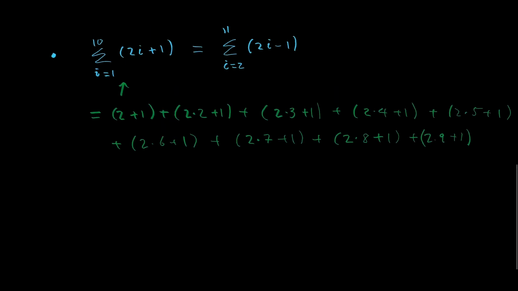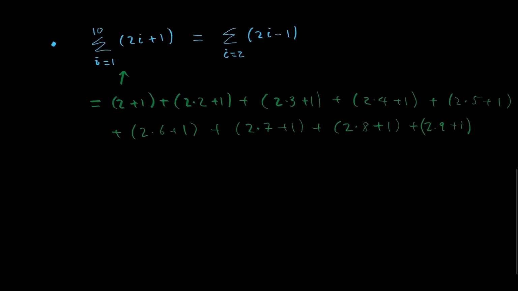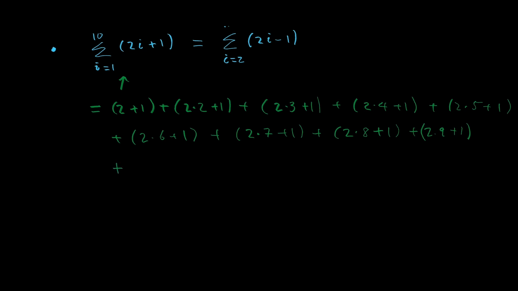Now remember, our upper bound was 10, so we started at i equals 1 and we continue until i equals 10. So our final term would be plus 2 times 10 plus 1. If we simplify, our first term would equal 3, our next term would be 5, the next would be 7, the next would be 9. You can see that all we are getting is the odd numbers starting at 3 until we get to 19. So all of the odd numbers from 3 to 19.